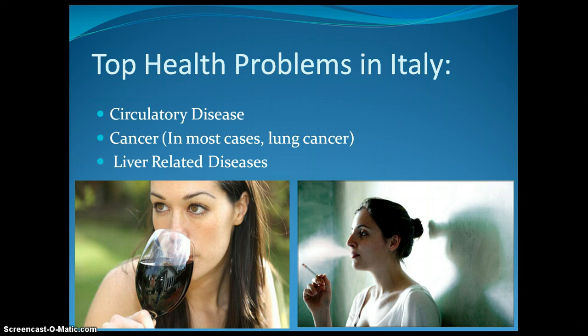The number one top health problem in Italy is circulatory disease. The second top health problem is cancer, which is mainly lung cancer, and the third top health problem is liver disease. Diseases of the circulatory system are the main cause of death in Italy. Men do have a higher risk of circulatory diseases than women do.